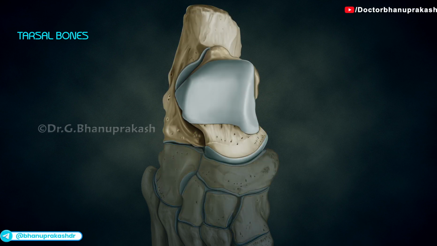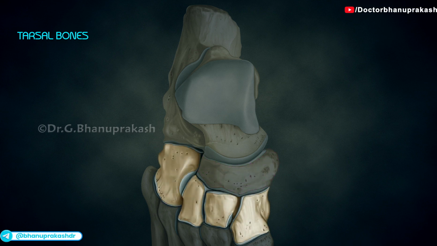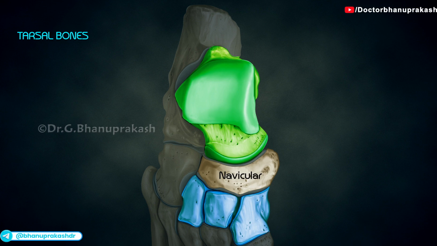The proximal row consists of the talus and the calcaneus. The middle row consists of the navicular. The distal row from medial to lateral consists of the medial cuneiform, intermediate cuneiform, lateral cuneiform, and cuboid bone. The navicular bone actually lies between the talus and the 3 cuneiform bones.